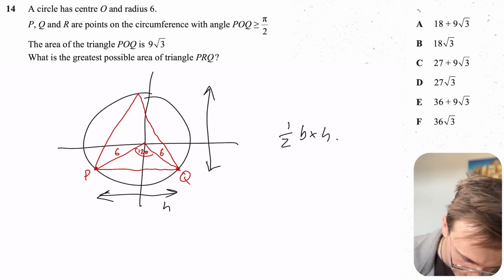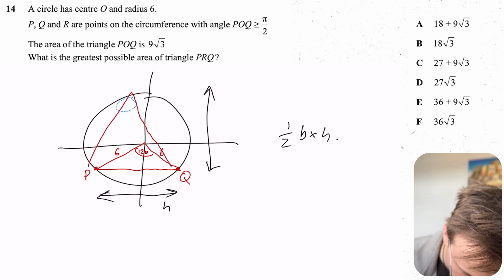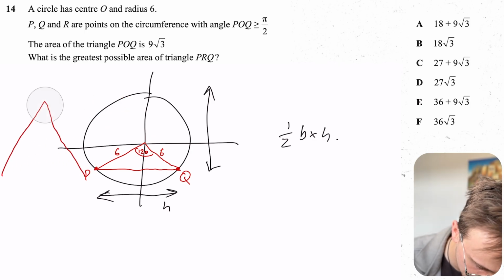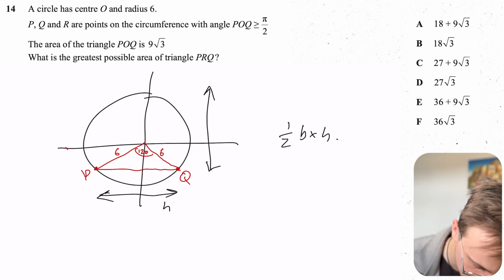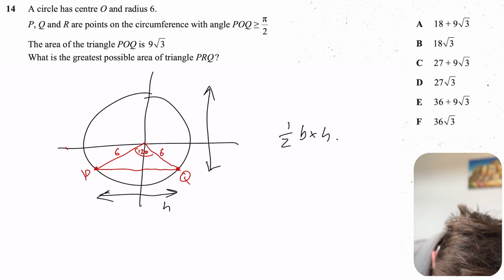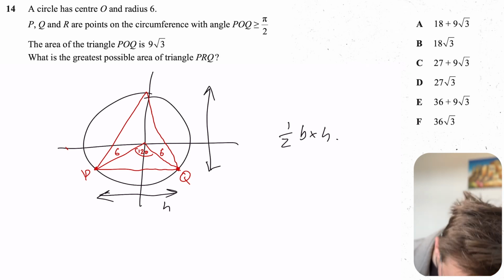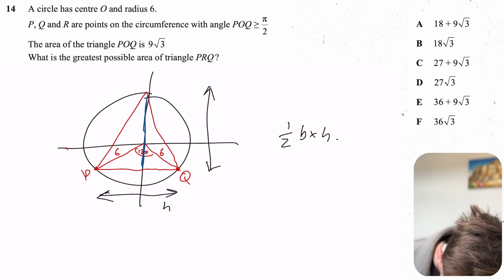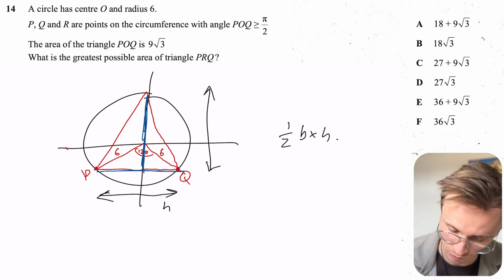So in fact, this line isn't quite drawn correctly. Instead, if I get rid of this, we want it to look more like this. And then all we need to do now is calculate this length here, and then we can use a base times height once we've also calculated PQ as well.